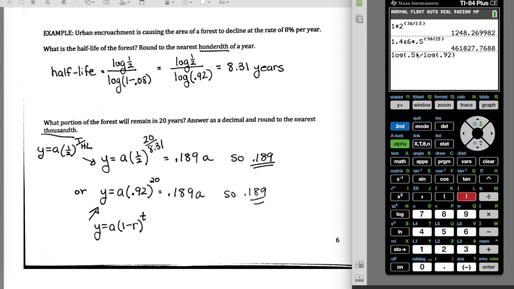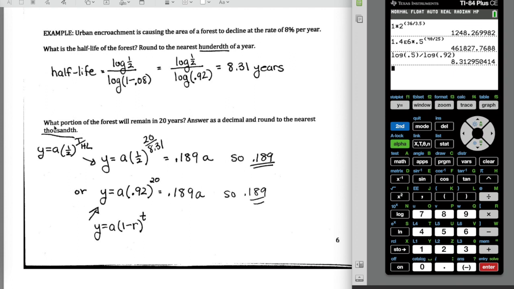Now, if your calculator has open parentheses, I suggest you close them, because some models, if you don't close it, will affect your answer. Then I'm going to hit enter, and it's going to give me 8.312950414 years. And the question says to round it to the nearest hundredth, so we're going to round to 8.31 years. So the half-life for this forest is 8.31 years.